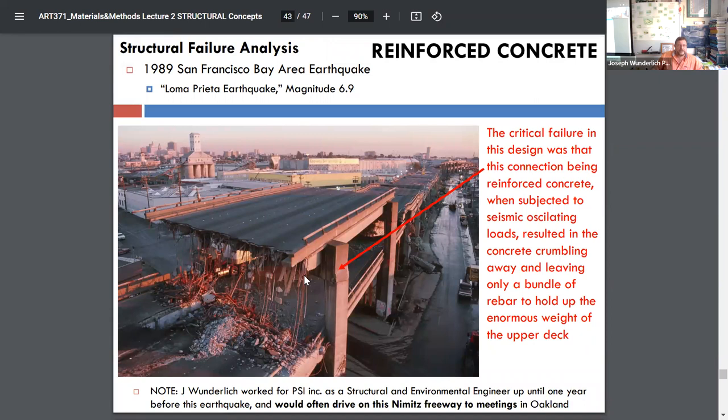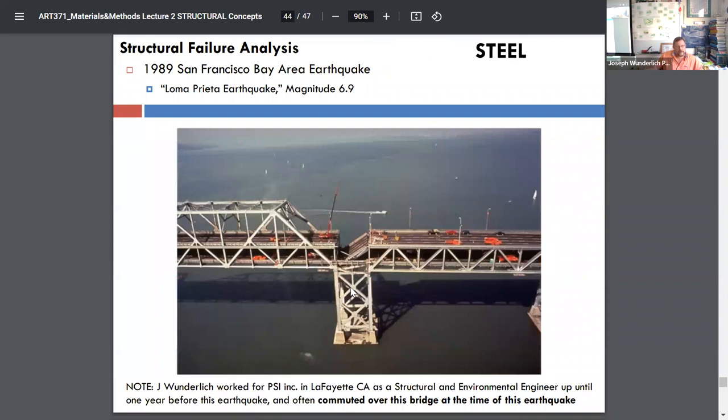So the critical failure in design was that this connection, being reinforced concrete, was subject to seismic oscillating loads, resulting in concrete crumbling away, leaving only a bundle of rebar, reinforcing steel, to hold up the end on the weight of the upper deck. That was a big design failure right there. And it was to the codes of the time. It wasn't like somebody failed to look at the codes. It's just that this type of shape required a dynamic model. So the codes failed.